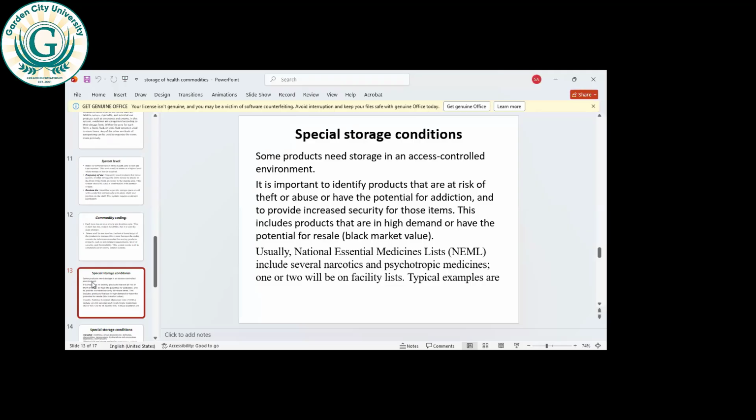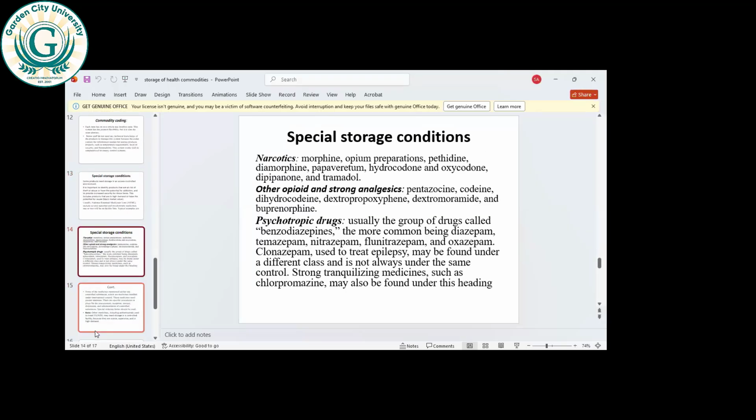People begin to abuse those drugs. So usually, National Essential Medicine lists include several narcotics and psychotropic medicines. One or two will be on facility lists. Typical examples are narcotics: morphine, opium preparations, pethidine, diamorphine, piperacillin, hydrocodone and oxycodone, dipipanone, and then tramadol. These are narcotic drugs that require special storage conditions.